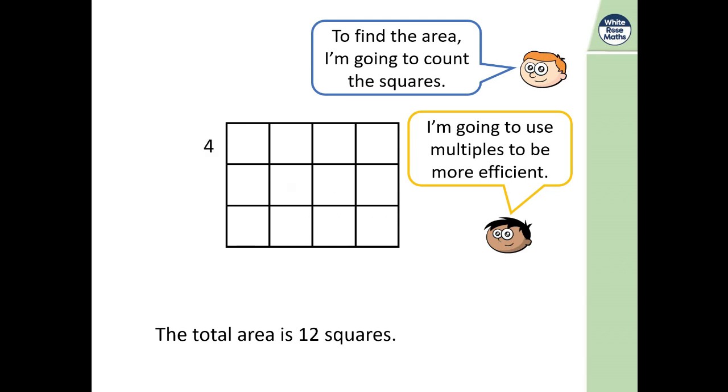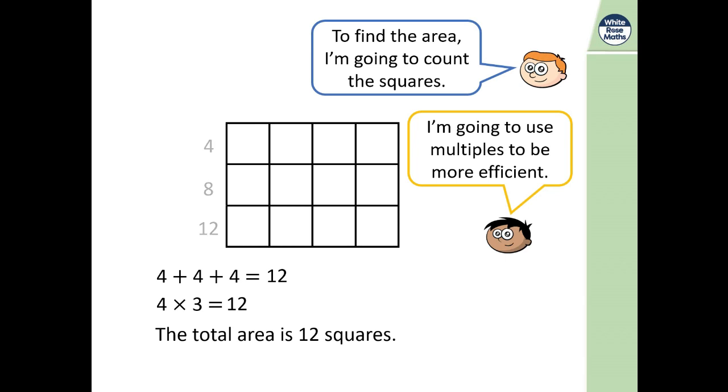Amir says that he can see that there's a row of 4 there, so he's going to count in 4s because he can see 3 rows. So he's going to say 4, 8, 12, which is the same as 4 add 4 add 4. Or you could say 4 3 times, which is also 12.